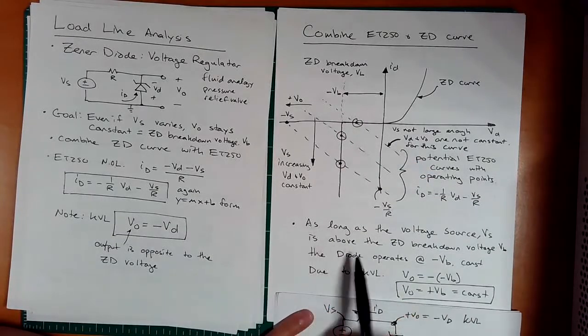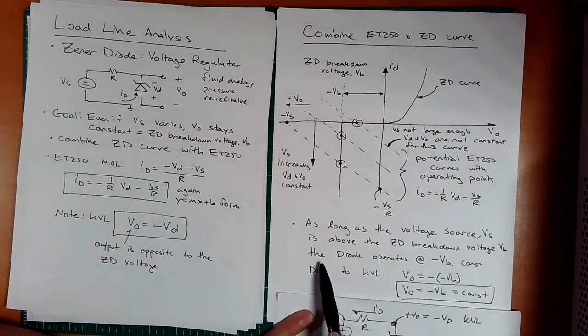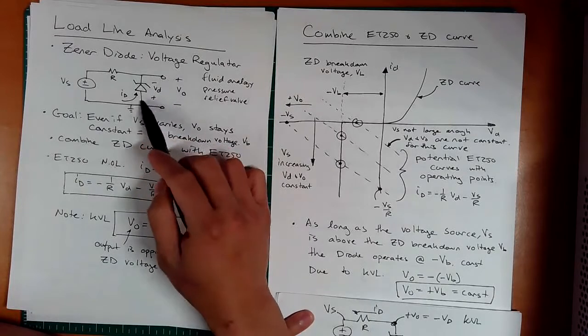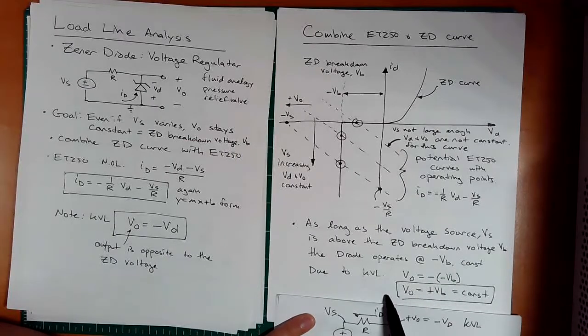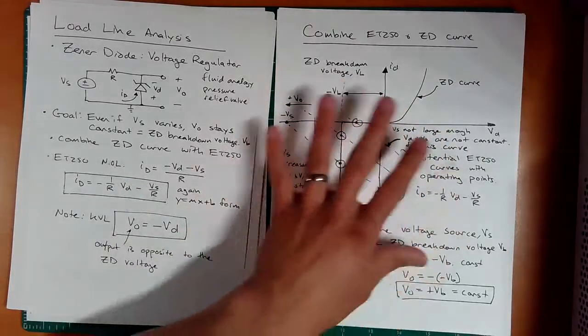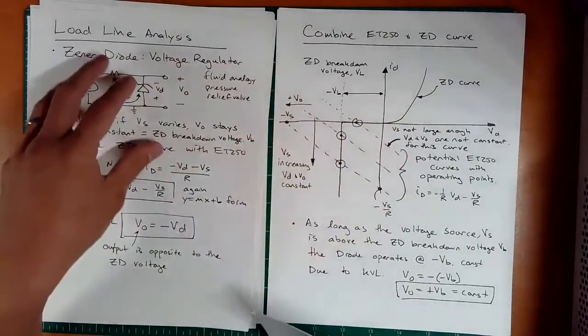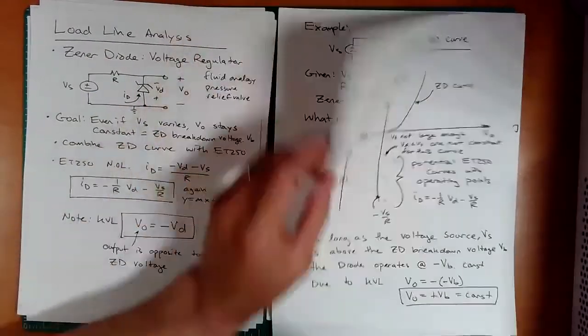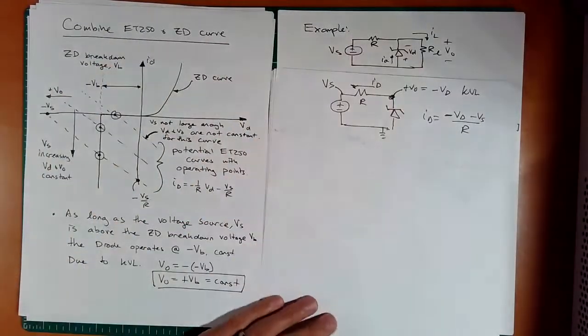So in other words, let me summarize. As long as the voltage source is above the Zener diode breakdown voltage, the diode operates at negative VB. And due to KVL, V naught would equal the negative of the negative VB, which means it's positive VB, which is constant. Hopefully, this is the mathy part, but if you just follow the intuition, hopefully this connects. Okay, good. Let's look at an example that puts this load line analysis together with some numbers.